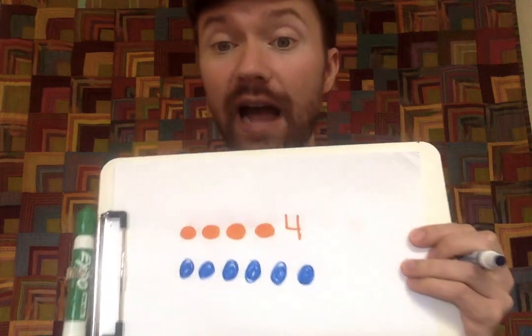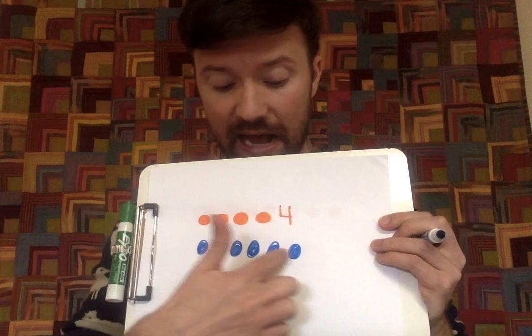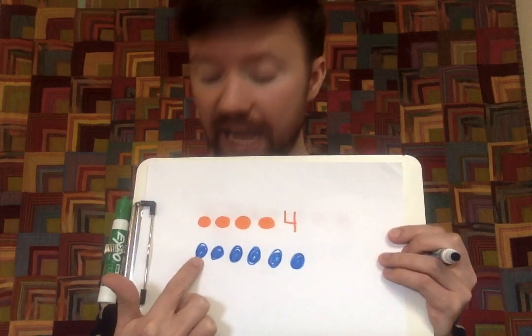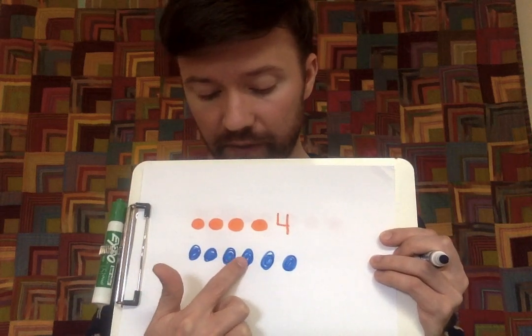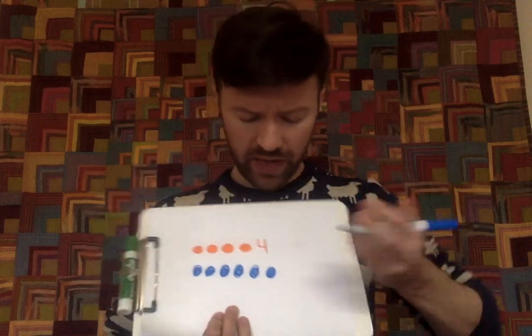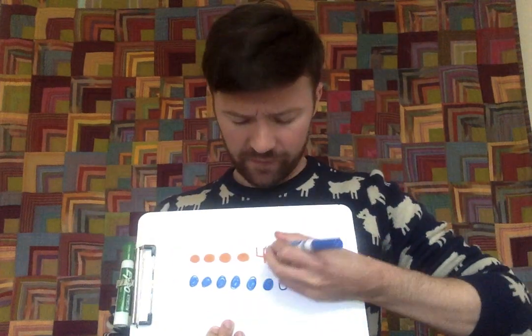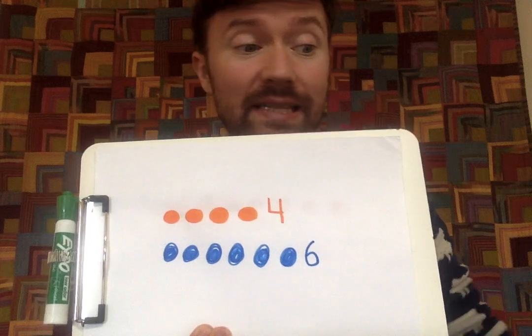So now, to figure out how many more I needed to make 10, I can just count the quantity that it took. Ready, set, count. 1, 2, 3, 4, 5, 6. Great. Now I know that 4 and 6 are the same as 10.